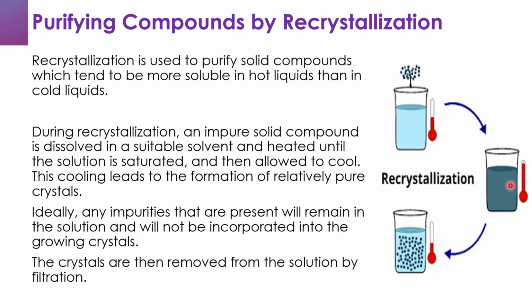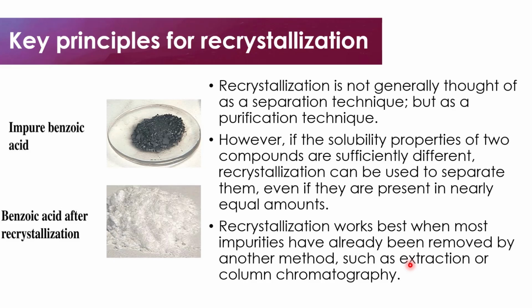After heating it to a higher temperature, we allow it to cool, and this cooling process leads to the formation of relatively pure crystals. Ideally, any impurities that are present will remain in the solution and will not be incorporated into the growing crystals. The crystals are then removed from the solution by filtration. Now if you look at this picture, we have an impure benzoic acid and a pure benzoic acid. This is the impure benzoic acid and this is the benzoic acid after recrystallization.